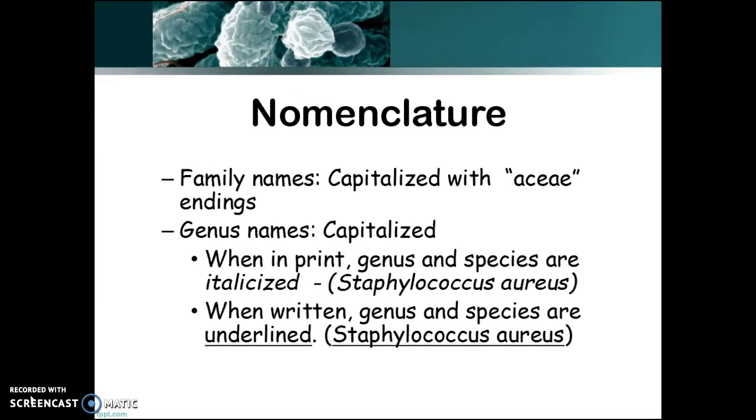The family names have to be capitalized, ending with aceae. The genus names have to be capitalized, and when we write them in print, we have to italicize them. I remind you that when we write the genus and species on a piece of paper, we have to underline them, because on paper we cannot italicize.